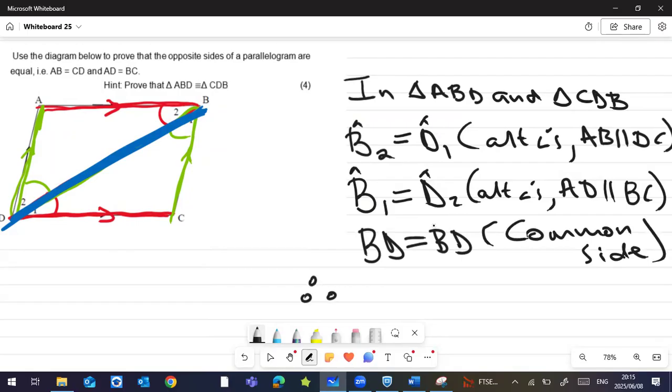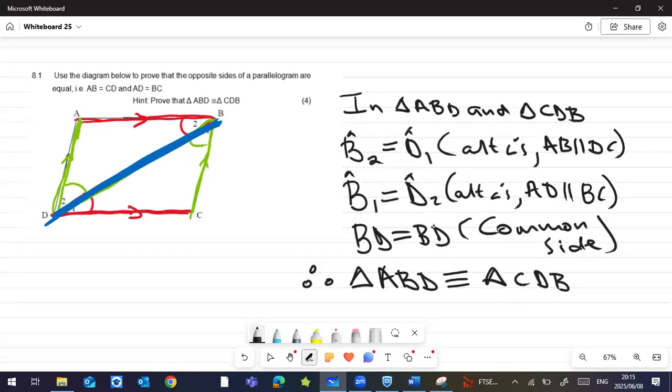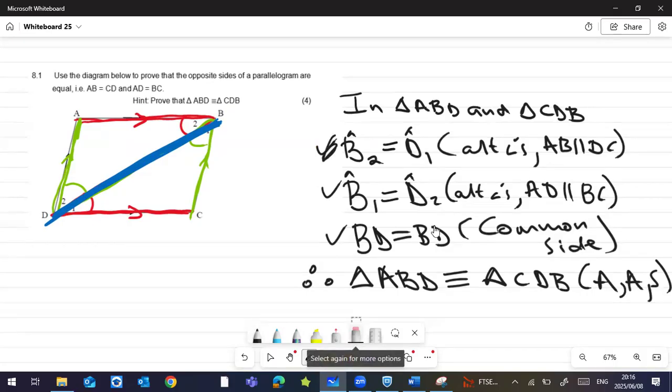Therefore, triangle ABD will then be congruent to triangle CDB. Which condition of congruency has been satisfied here? We spoke about angle, another angle, and then a side. Angle, angle, side. So that's what we proved: one pair of corresponding angles is equal, B2 and D1, another pair of corresponding angles, B1 and D2, and also BD is common between the two triangles.